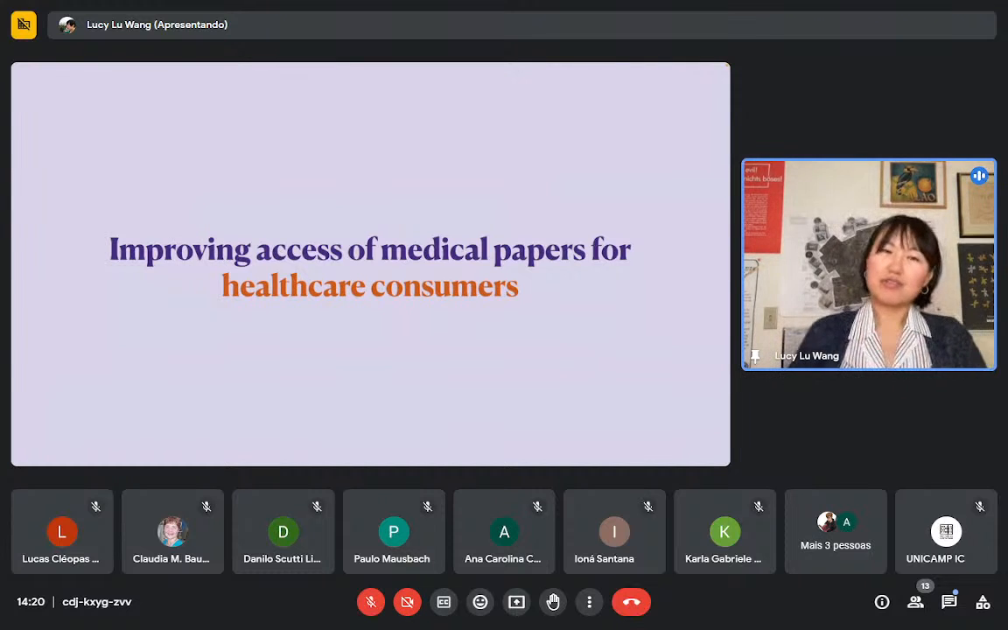So that's the first system. In the second system, I'll talk about how we investigate ways to improve access to medical papers for healthcare consumers. So this is a very different domain.